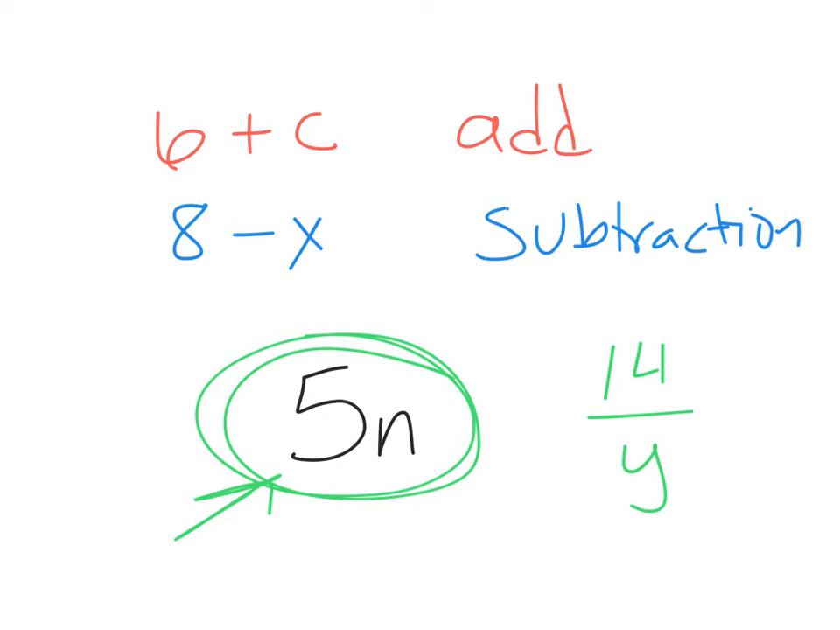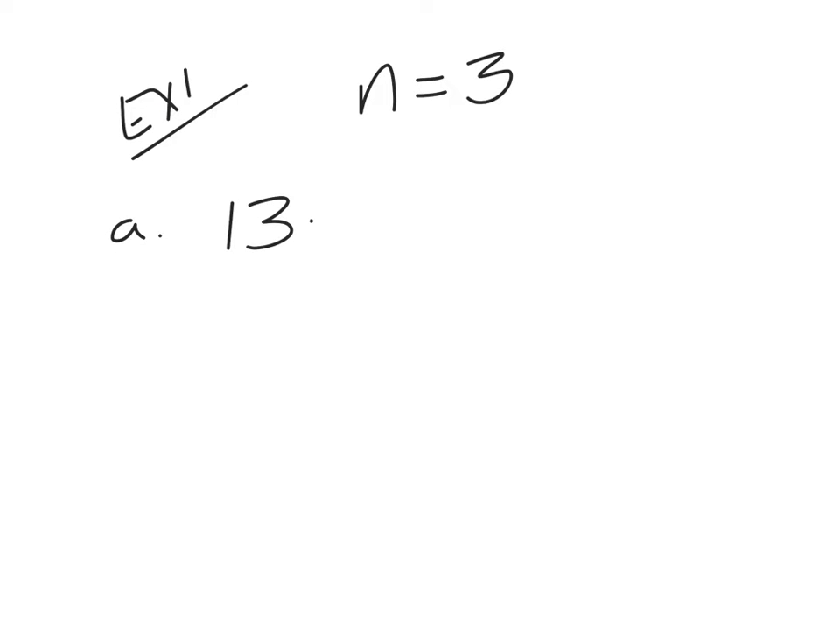All right, so let's do example 1. Make sure you're in your journal. We're going to evaluate the expression when the n in the expression equals 3. So for A, we have 13 times n, and they want us to solve. If they're telling me that n equals 3, where do I plug in this 3? Right where the n is. So I'm going to say 13 times 3. What is 13 times 3? 39.